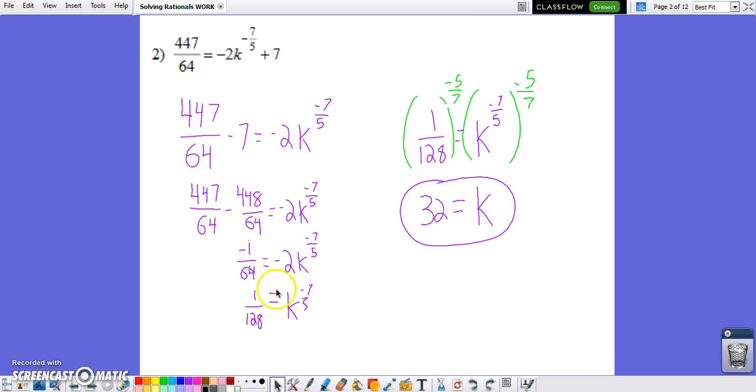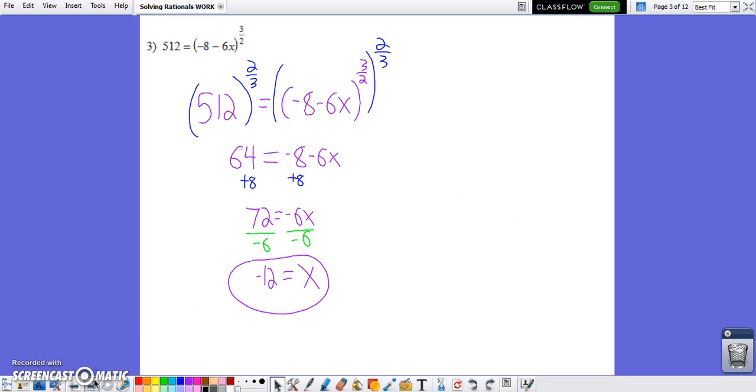I then divide by that negative 2. Which would then get rid of the negative right there and multiply the bottom number by 2, making 128. Then I take it to the reciprocal exponent, which is negative 5/7. The reason I do that is because when you have a power to a power you multiply, these two things would cancel out, and this number spits you out 32. Not bad. Moving on.